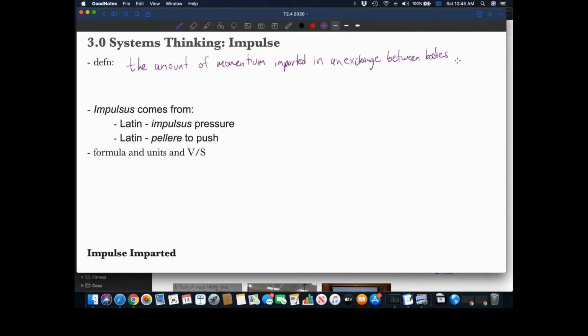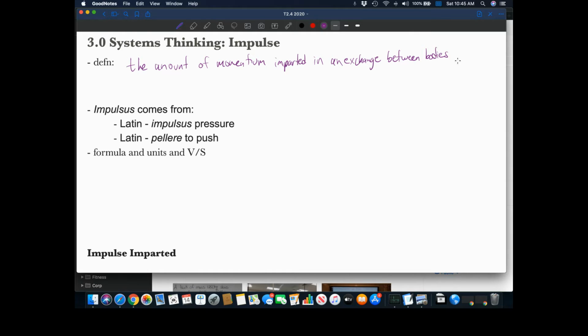And the reason it's called impulse is it comes from the Latin impulsus, pressure. So if you picture two bodies interacting, one would be exerting a pressure on the other one, or a push, a propellere, push on it that would change the momentum or change the velocity of the other object.